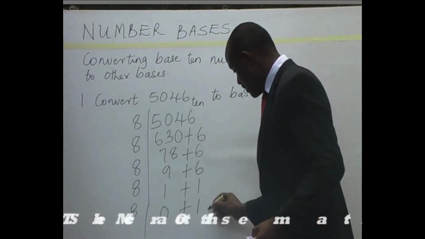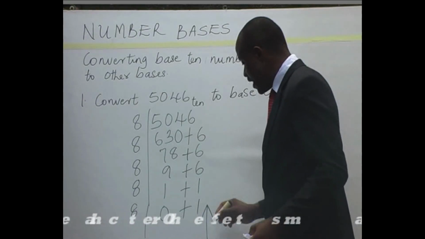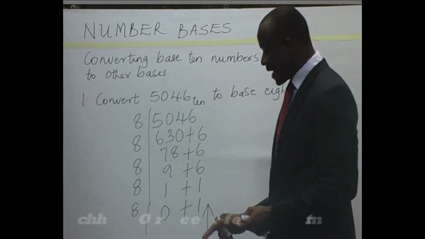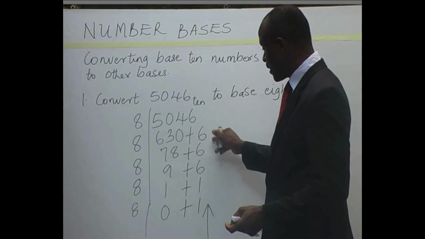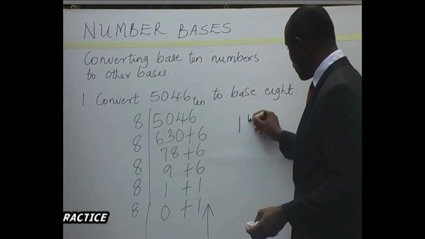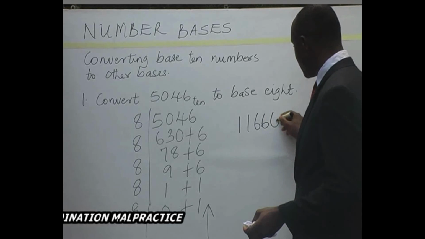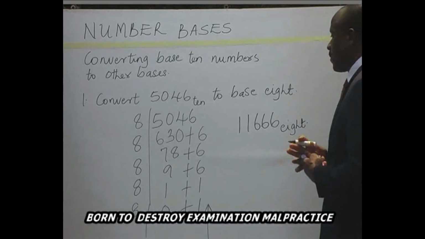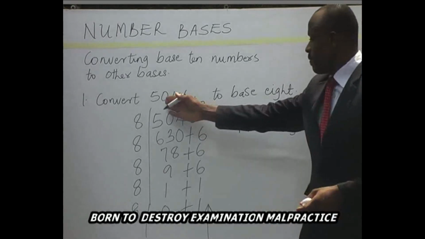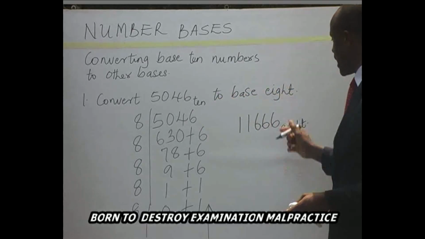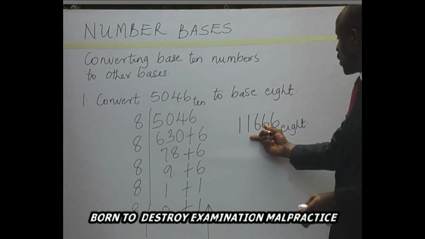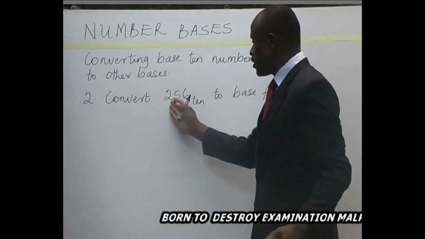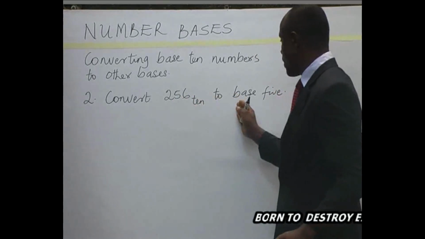When you have done this, you take the numbers in this order. Don't take 6, 6, 6, 1, 1. Rather, you take 1, 1, 6, 6, 6. So it's going to give you 11666 base 8. That means you have finished converting 5046 base 10 to base 8. The value of it in base 8 is 11666. The next question says convert 256 base 10 to base 5.